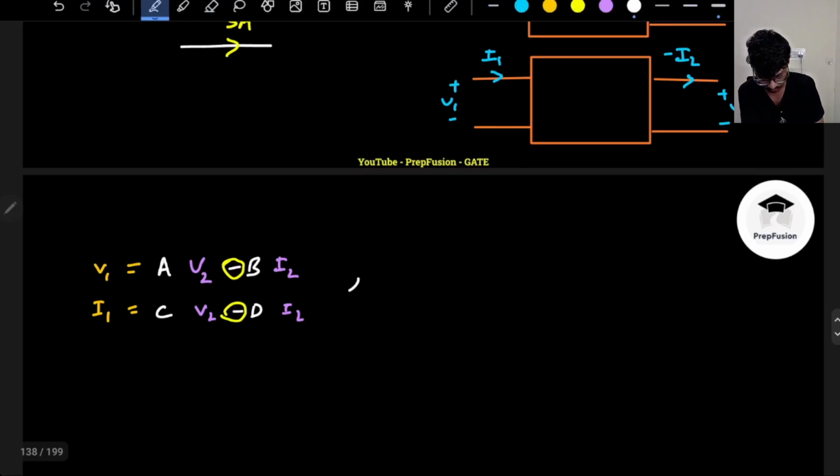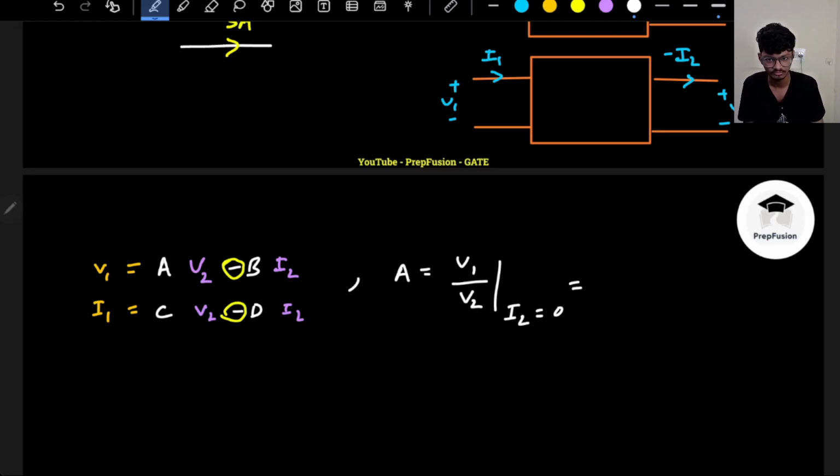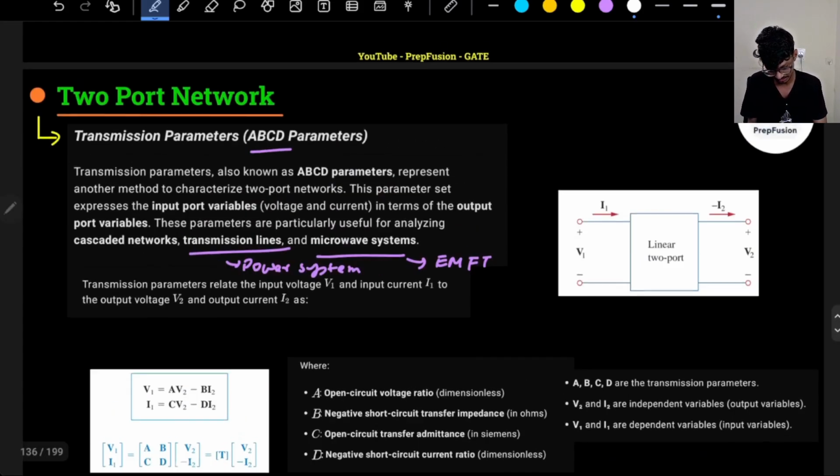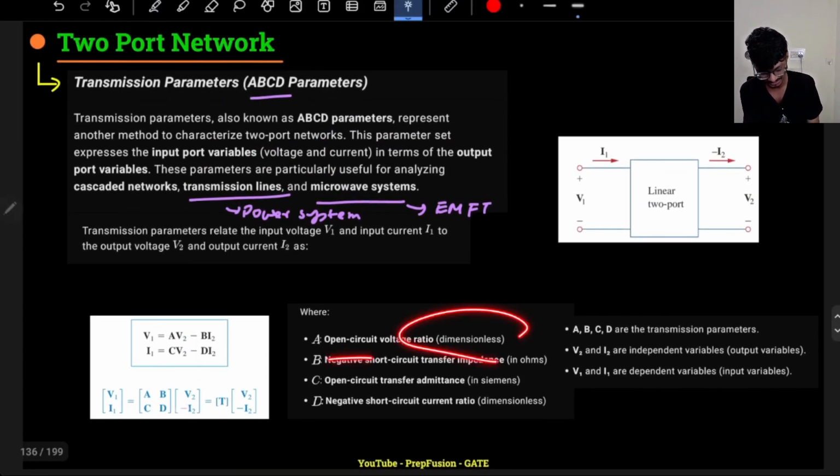I can directly say what my A will be. You can find out A by making I2 0. So A will be equal to V1 by V2, the voltage ratio or voltage gain, when my I2 is 0. So it is the open circuit voltage gain, or open circuit voltage ratio, dimensionless.